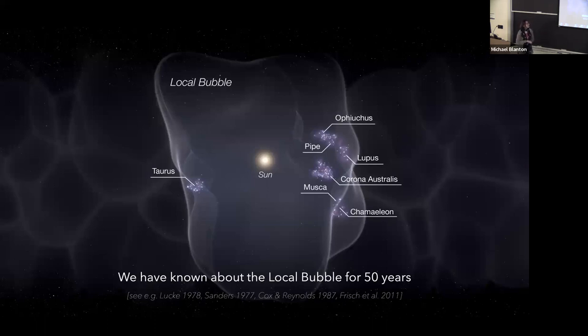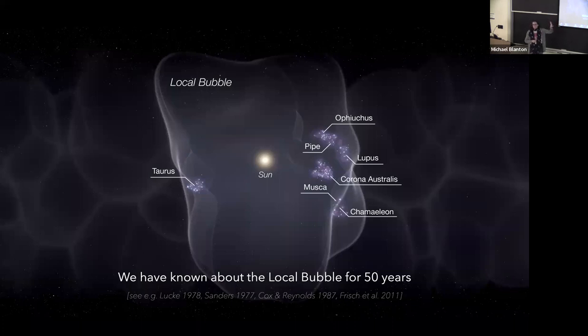But what we didn't know, and what I'll talk about today, is the relationship between this cavity in which the sun resides and the formation of all of the nearest star-forming regions around our sun in the Milky Way galaxy. So you can see all of these little nebulous gas clouds and all these white points. Those are dense gas clouds that currently reside on the surface of this cavity in three spatial dimensions. They all have names based on the constellations in which they reside, like Ophiuchus and Lupus and Corona Australis.